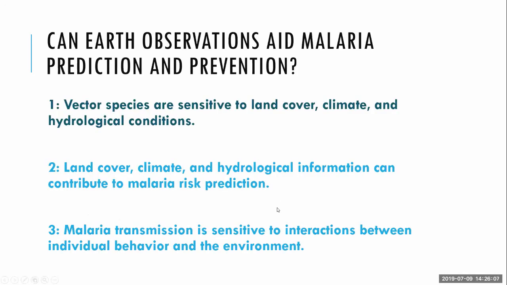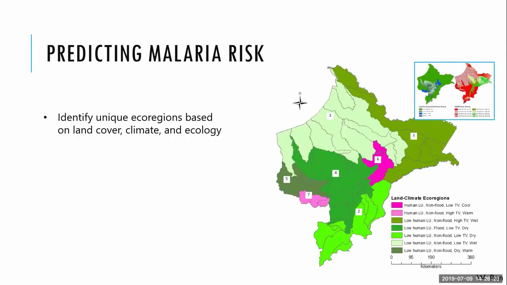Okay, and so, through analyses like those, we feel pretty comfortable that we understand some of the sensitivity of our key vector species to land cover, climate, and hydrologic conditions. So the next question, can that inform malaria risk prediction? And that's tricky to do, right? So the way that we're approaching this right now is that we've realized that you have to view Loreto District, which again is the area that I'm showing here, as being a collection of ecoregions.